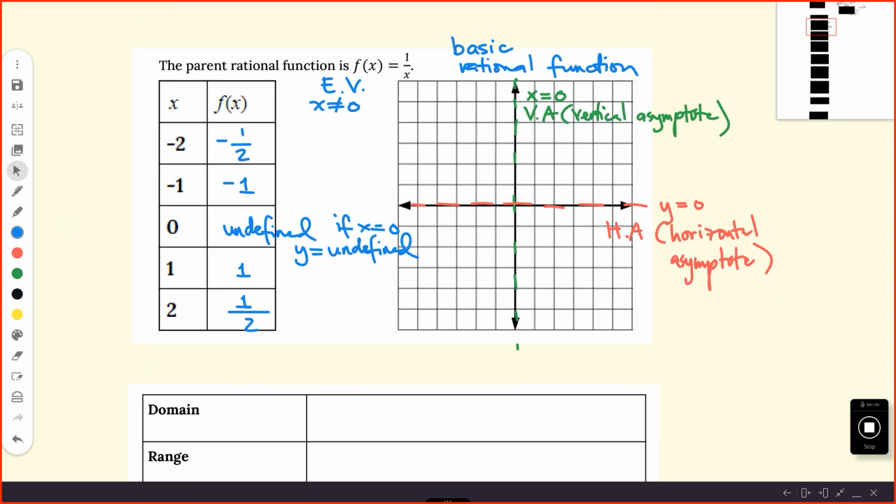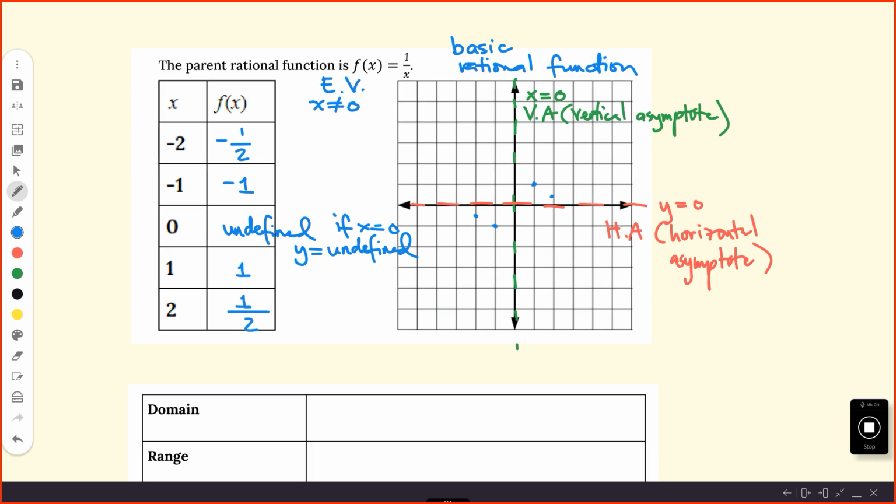Okay. All right, so let's plot the points here. We got -2, -1/2. Where's that? When x is -2, y is -1/2. That's right in here. -1, -1 should be right there. And then if x is 1, y is 1. And then if x is 2, y is 1/2.